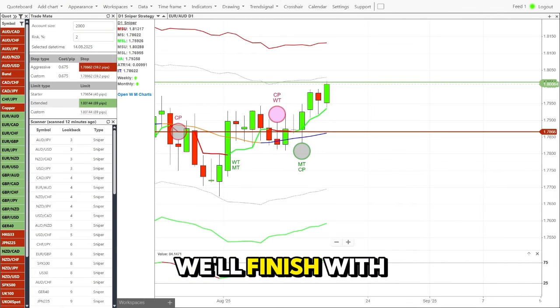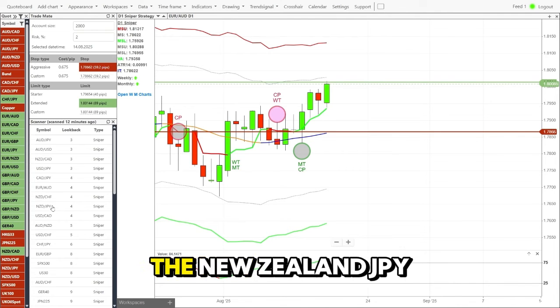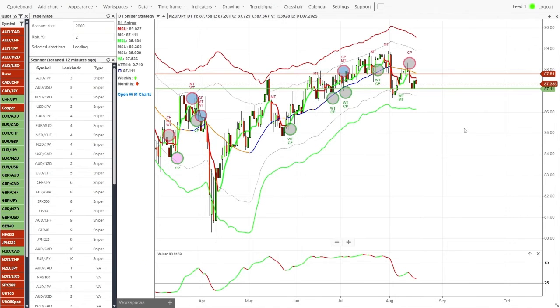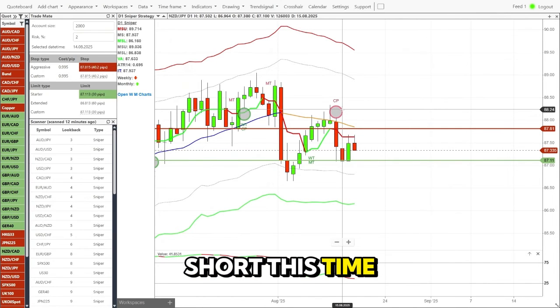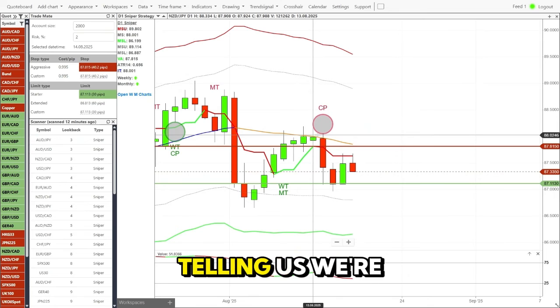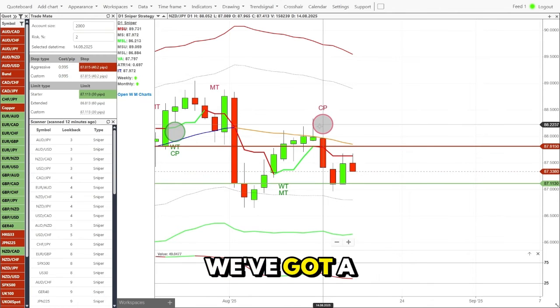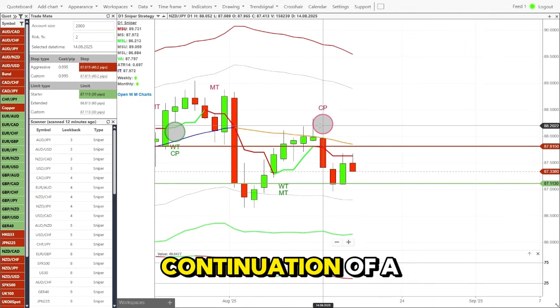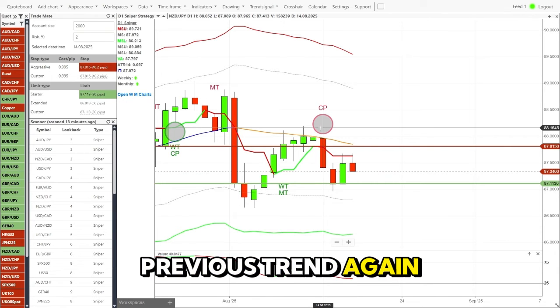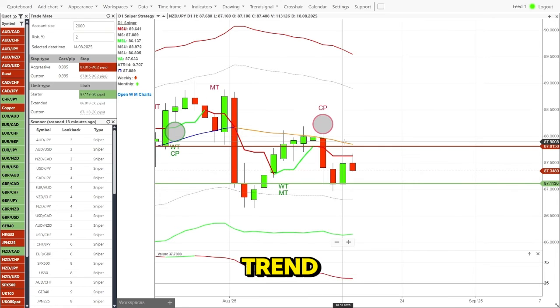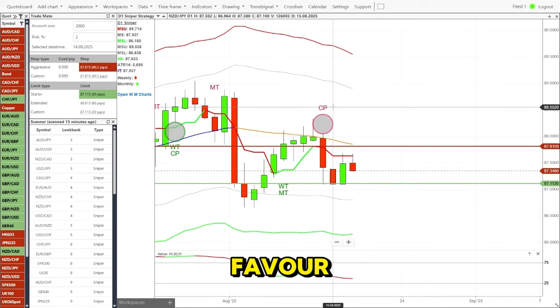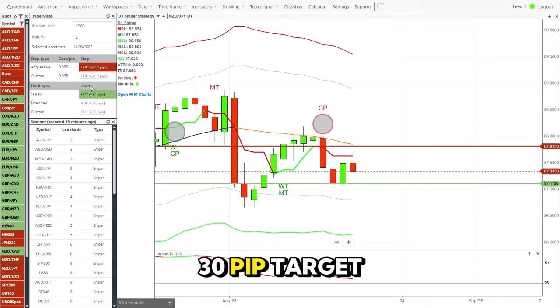And I suppose we'll finish with one more opportunity. Let's go for the New Zealand yen. Let's have a look at this one. This is a short this time. Red outside, telling us we're looking to sell into the market. We've got a grey fill, which tells us we're looking at a continuation of a previous trend again. Okay, green to red, green to red. We're in line with the intermediate trend, and we also have a charting pattern in our favour. 30 pip target, £30 in your back pocket, £3 a pip. You're looking at 90 quid.